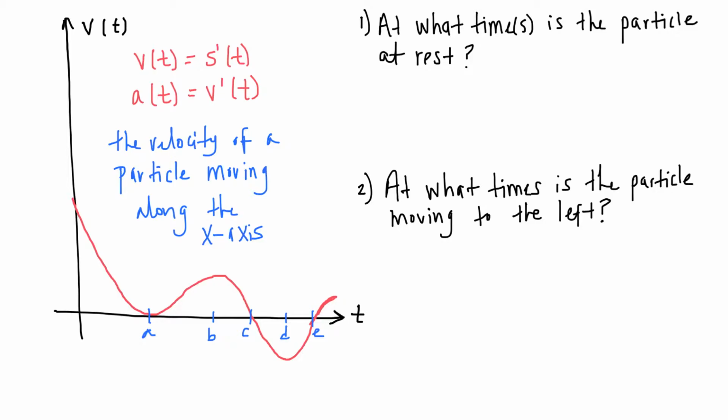A few things to remember. Velocity is the derivative of position, and the derivative of velocity would be acceleration. So we have to keep all these couple of facts in mind when we answer questions. And we have two questions to get started with. The first one, at what time is the particle at rest?